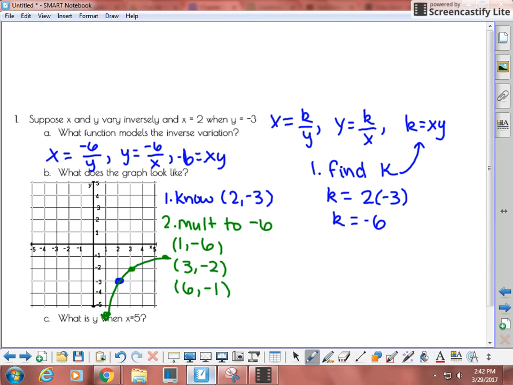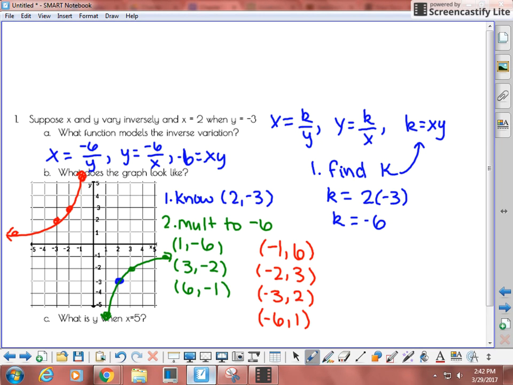Okay, so here's the first side of my graph. So now I have to do the opposite side of this. So I have to do other points that give me a negative. So I know that that would be negative 1 times 6. Then I know that I would have negative 2 times 3. I would have negative 3 times positive 2, and I would have negative 6 times positive 1. Okay, so this is the other part of our graph. So this is what an inverse graph looks like. They go in 2 different directions with that.